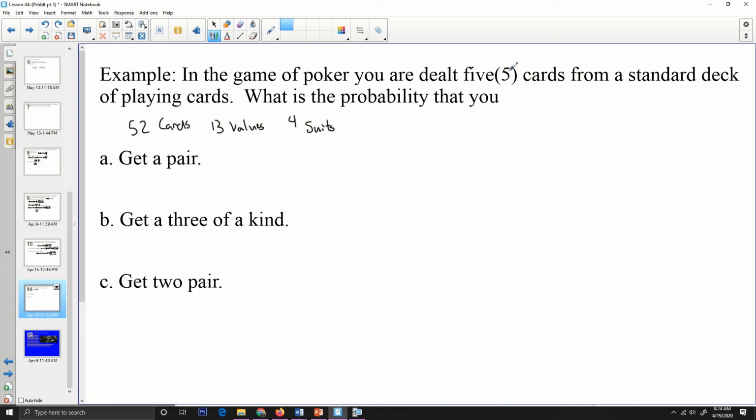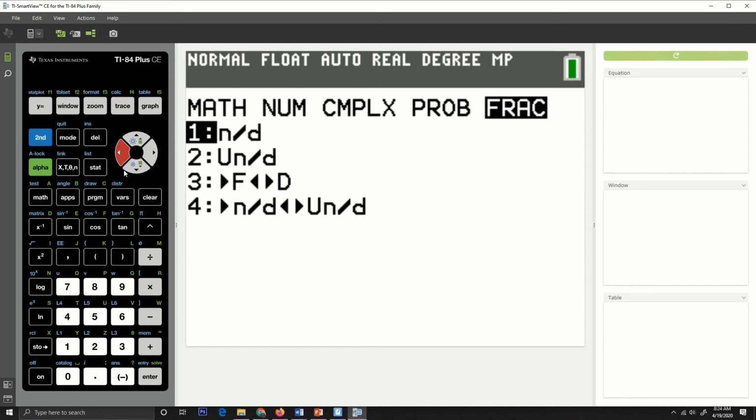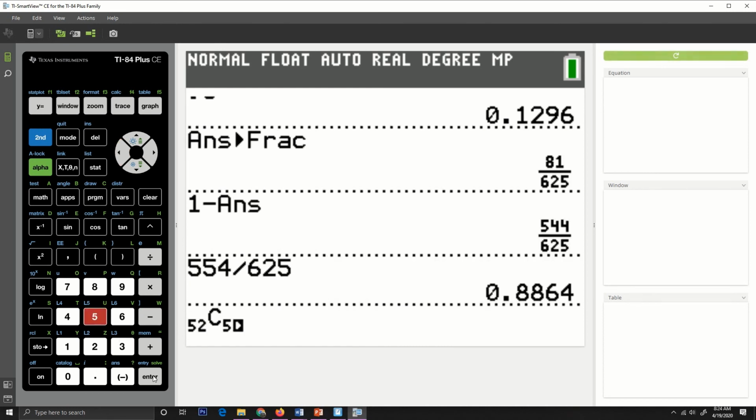And if I'm being dealt 5 cards, my total outcomes will always be 52 chosen 5 at a time. So that's all of the possibilities that you could get. And that's quite a large number. I'm not going to be calculating it every time. So 52, math, go over to probability, hit 3 there, and we're choosing 5 at a time.